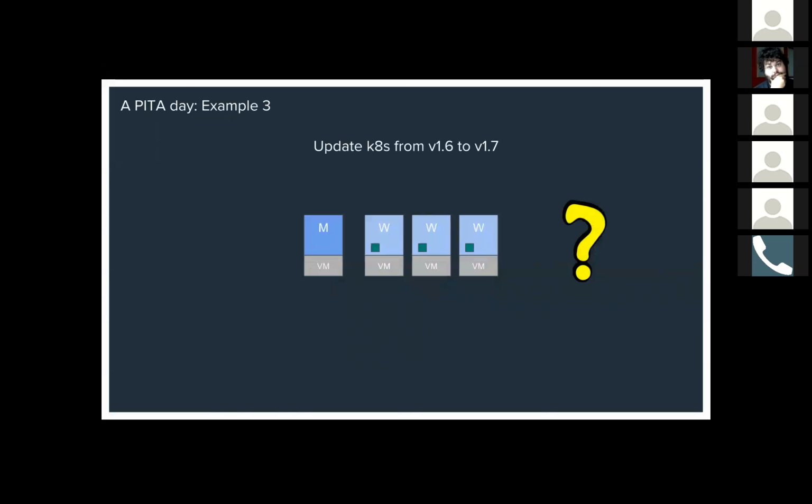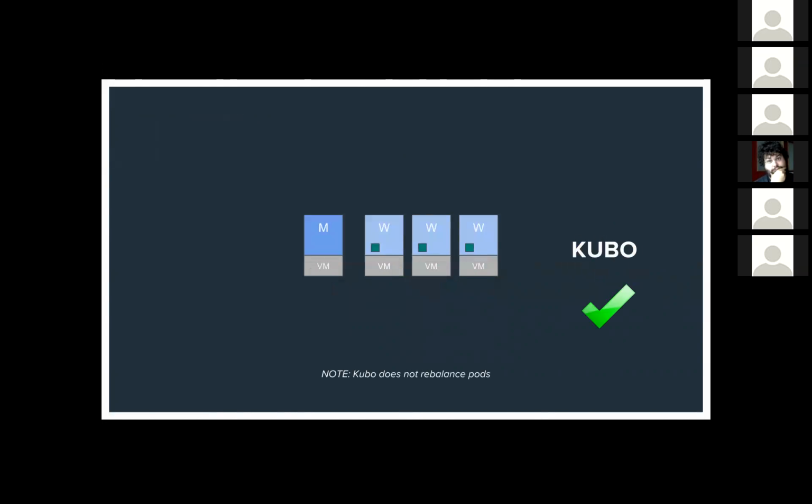Maybe you've got a pain in the ass day, right? You want to upgrade Kubernetes from version 1.6 to version 1.7 when that comes out. And then how do you do that? Of course, with zero downtime. So this is where Kubo comes in.